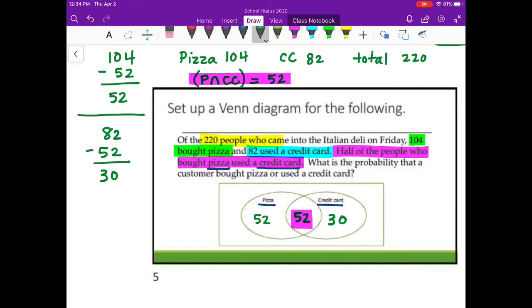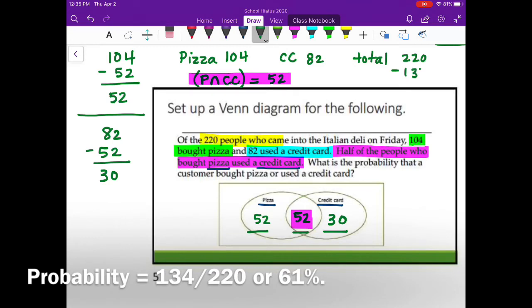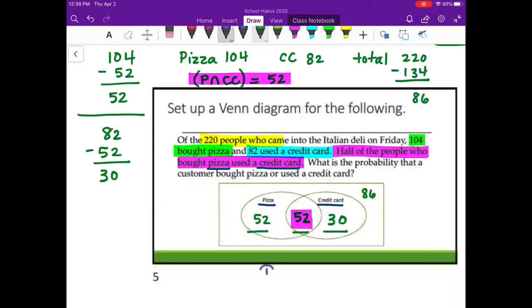Then I need the entire universe of this scenario to contain 220 total people. So I'll add the number of people inside and subtract that from the total to find the remaining number of people in the universe who did not order pizza or use a credit card.